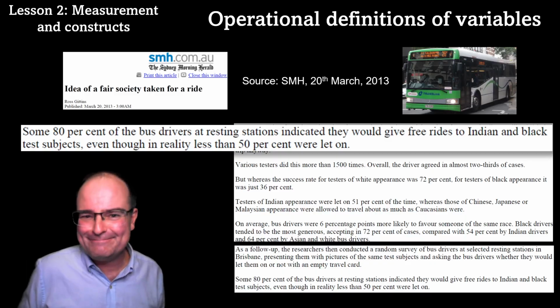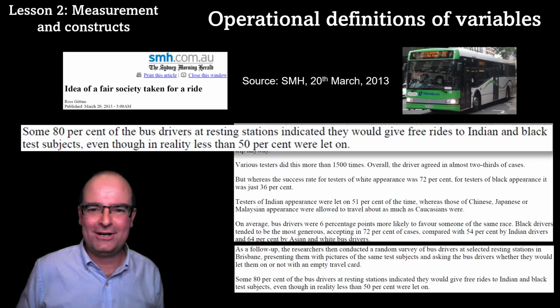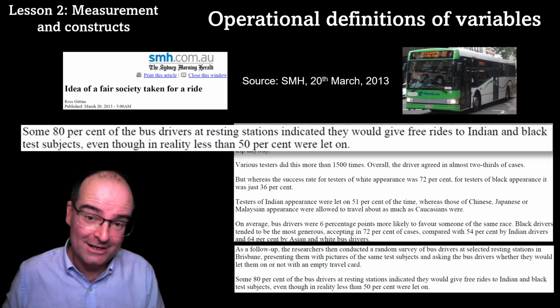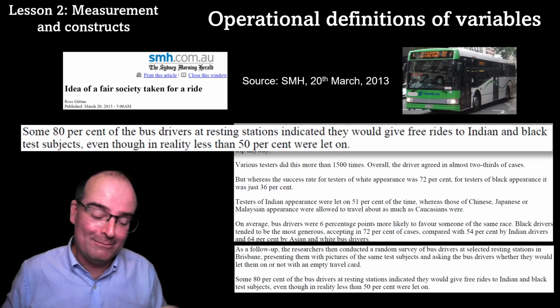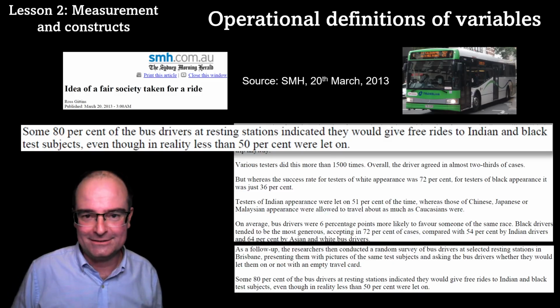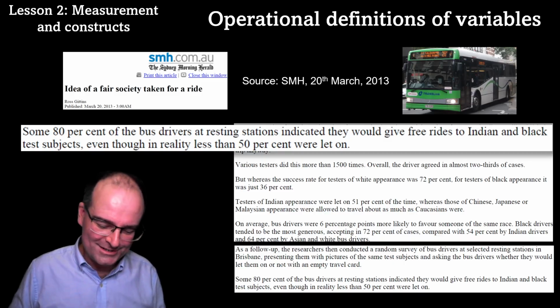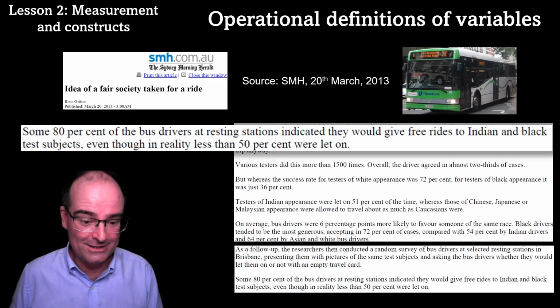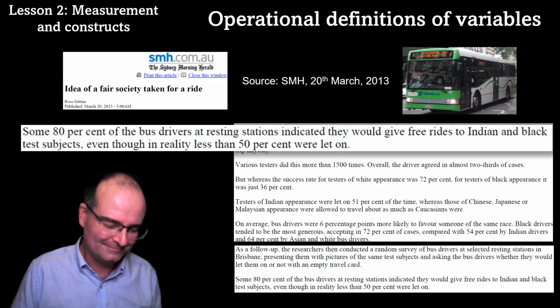When they asked them, 80% of drivers said, oh yeah, of course I'd give them a free ride. That's one way to operationalise prejudice. But when the people with dark skin were getting on the buses, only 50% let them on. Which is the more accurate way to operationalise the concept? The behavioural measure of the prejudice or the stated?